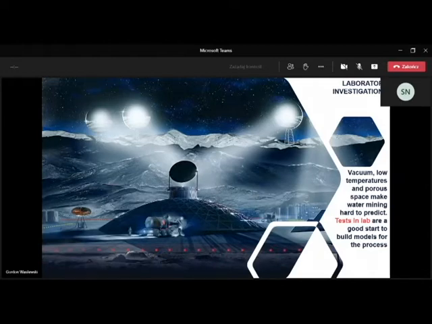and laboratory investigations are always a good start for that. We need to simulate the extreme environments, like hard vacuum and low temperatures. We can't really simulate low gravity on long time frames, but we also need analogous materials. We already heard about regolith and how we can make analogs on Earth. So that's what we do, and we do that to validate certain hypotheses or models.